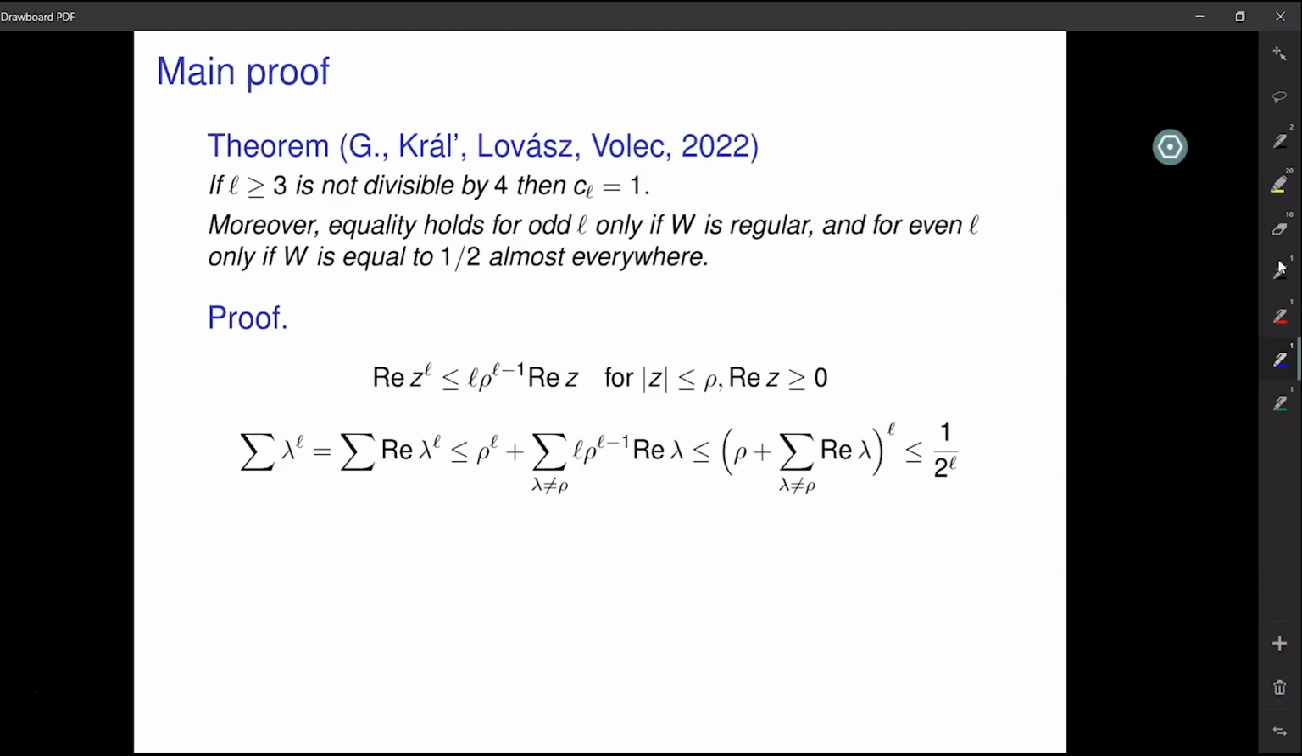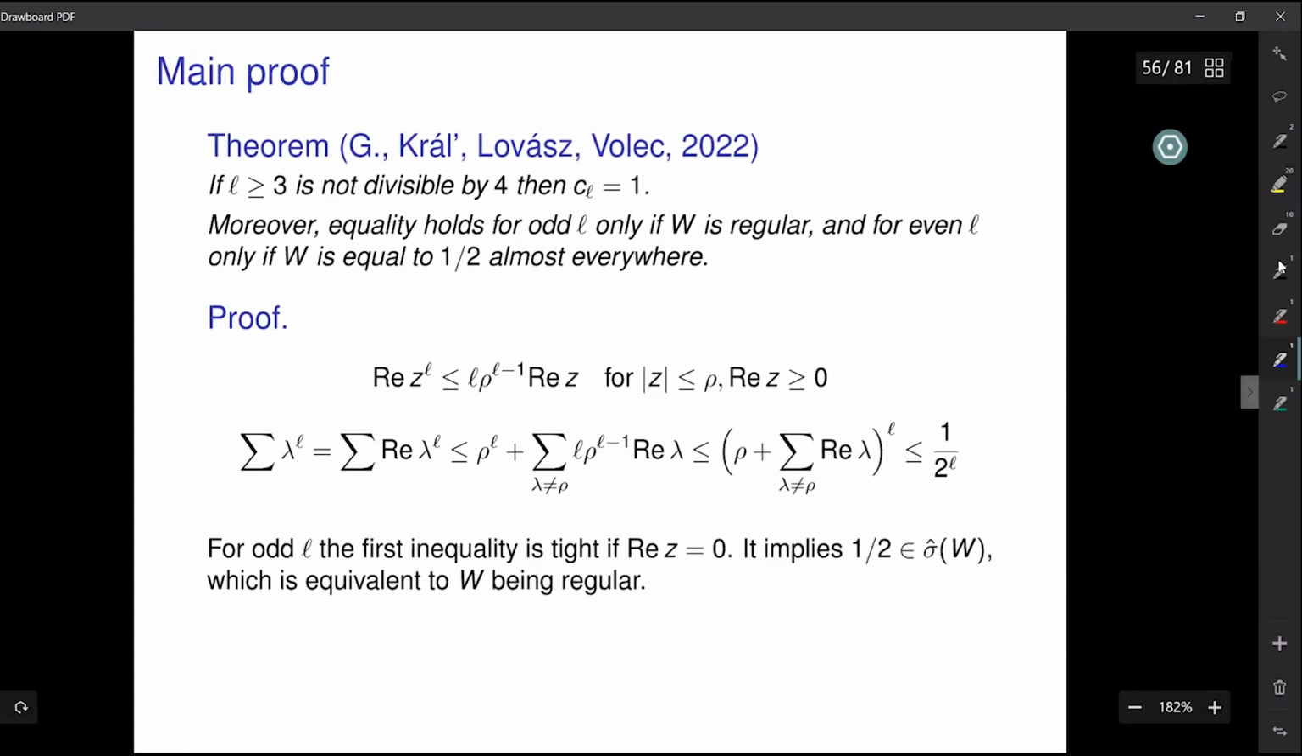And now the question where the maximum is achieved. So if L is odd, then this first inequality holds whenever the real part of the complex number equals 0, which means that we need to have half in this limiting multiset to have this inequality be tight. And this is enough for us, which means that this limiting tournamenton needs to be regular. And this is exactly what we needed.